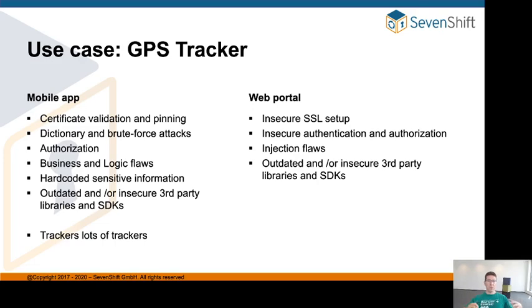So what are the typical things you would find on your mobile app? Take a look at the OWASP IoT Top 10 for mobile, right? You will find lots of mobile apps that do not check their certificates. There's no certificate validation, so anyone can do a man-in-the-middle attack. Or maybe they're not doing certificate pinning.